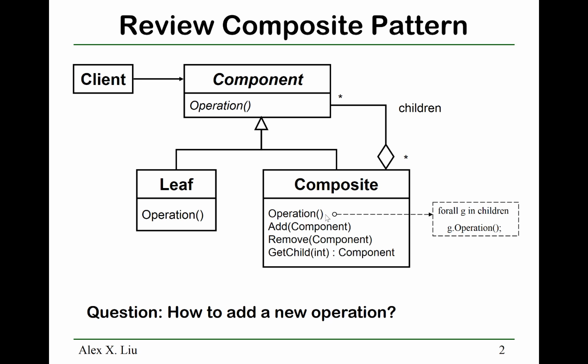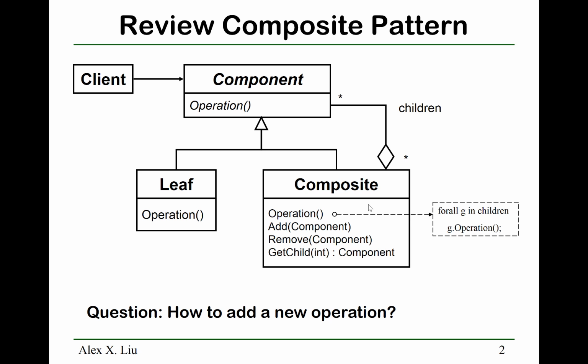To add a new operation to a hierarchy of classes, the straightforward way is to insert the new operation into each class in the hierarchy. For this composite pattern example, we need to add this new operation to the base class component as a pure virtual function, and this new operation to each leaf class and also each composite class. So what's the problem of this straightforward solution?